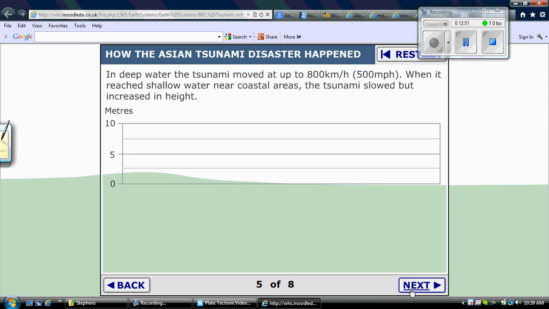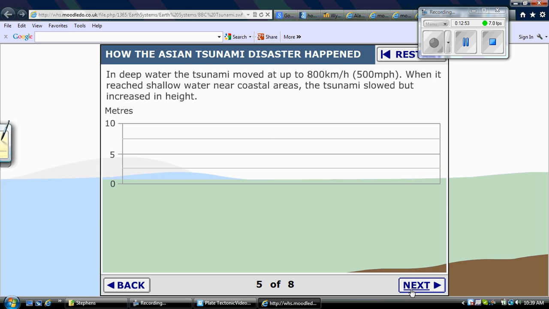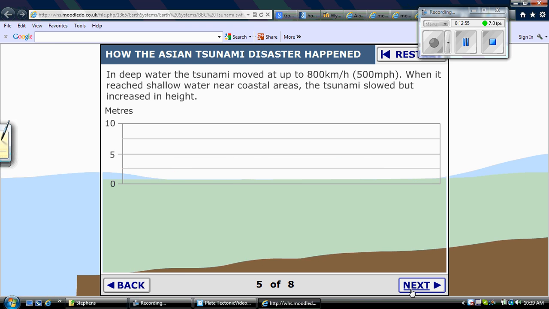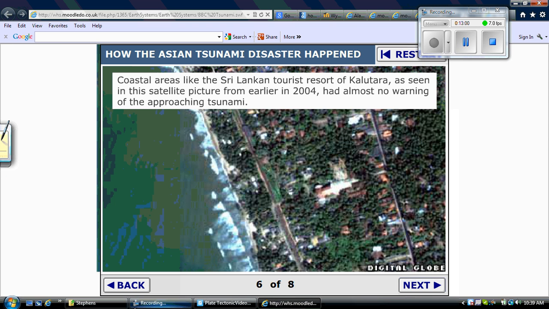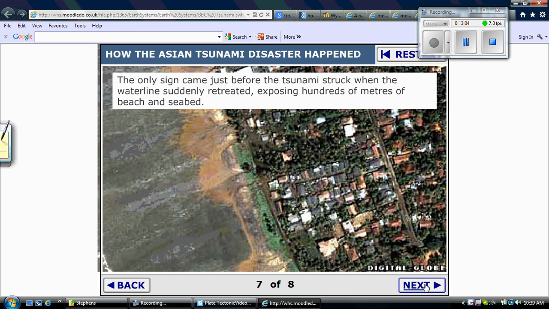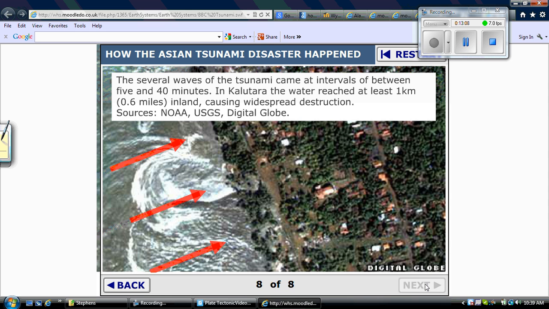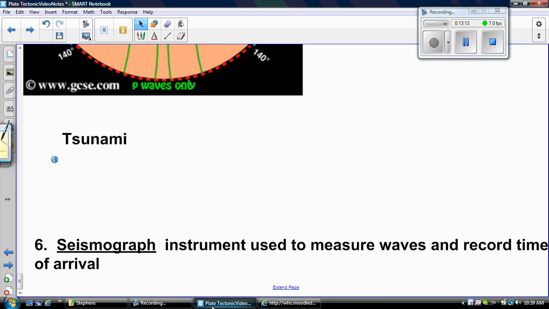Okay, creates a big wave. You can measure the height of the waves. It's not a whole lot of warning on this one. The waves came in. So you can go to that website and look at it some more. You can go a little bit slower.